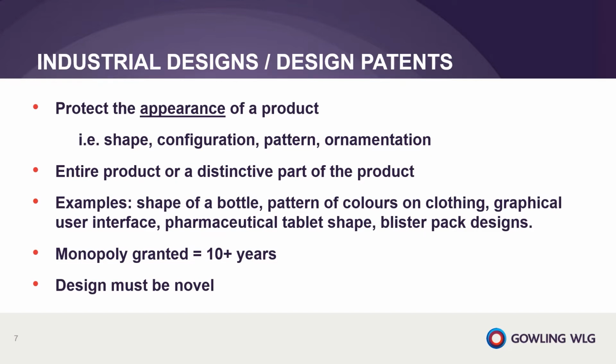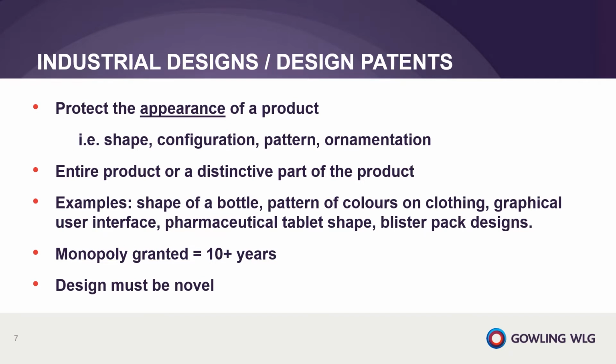Let's move on to industrial designs, alternatively called design patents in the United States. In contrast to patents, which can protect how a product functions, industrial designs protect the appearance of the product, namely the shape, configuration, pattern, or ornamentation of a product. The protection can be for the entire product's appearance, or can apply to just a distinctive portion of the product.